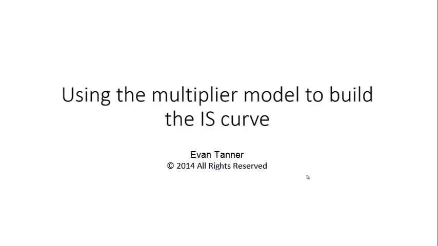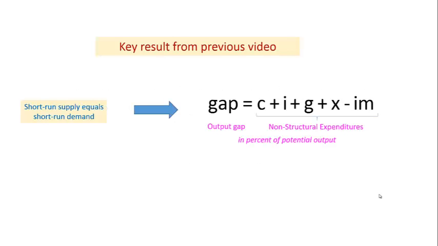Hello. Now, in this video, we're going to be looking at equilibrium in the market for goods and services. We're going to be extending the multiplier model to derive the IS curve. We need to start with a key result from a previous video.